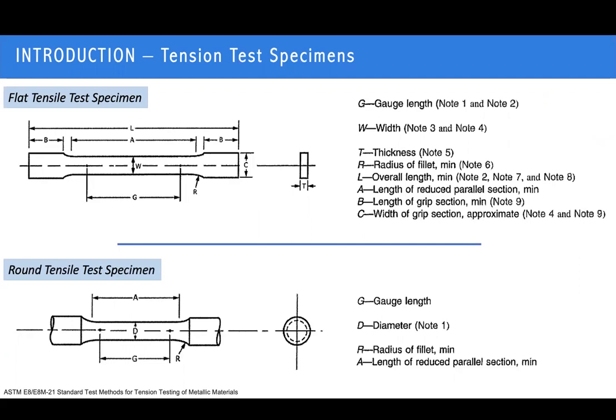The thing I want to point out is that whatever the specimen is, there will be a whole length, represented by L, and there will be a reduced section. At the center there will be the reduced length, which is A. Then the more important thing is the gauge length. The gauge length is the particular area where the strain will be acting. So this is the gauge length.